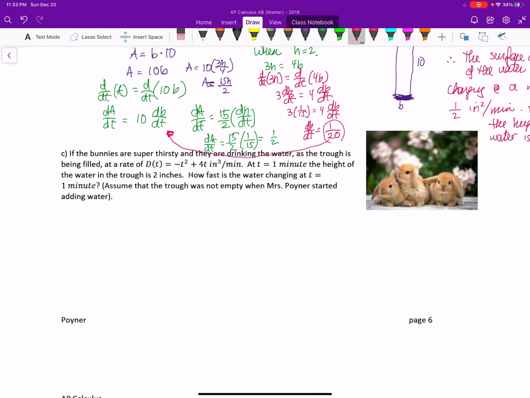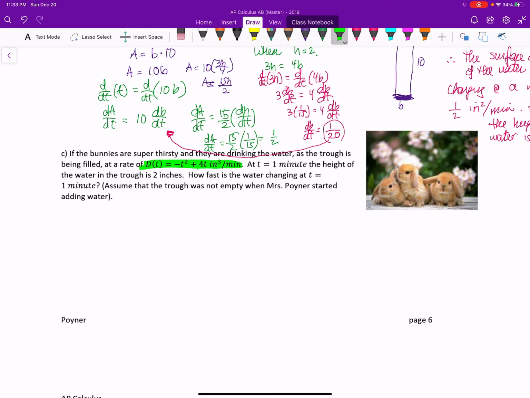So let's say I'm filling the water and the bunnies are so thirsty, they throw themselves over the trough and start drinking, right? They love that they're getting fresh water in there. So if the bunnies are super thirsty and they're drinking the water, as the trough is being filled at a rate, I'm giving you a drinking rate here, right? This is how fast they're drinking. At t equals 1 minute, the height of the water in the trough is 2 inches. How fast is the water changing at t equals 1 minute?